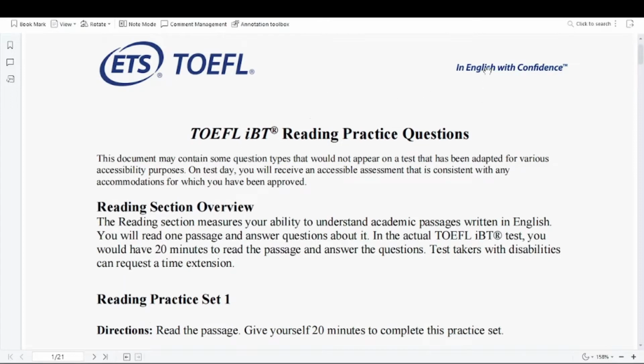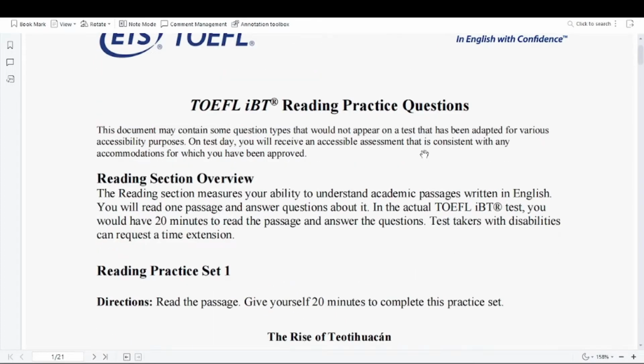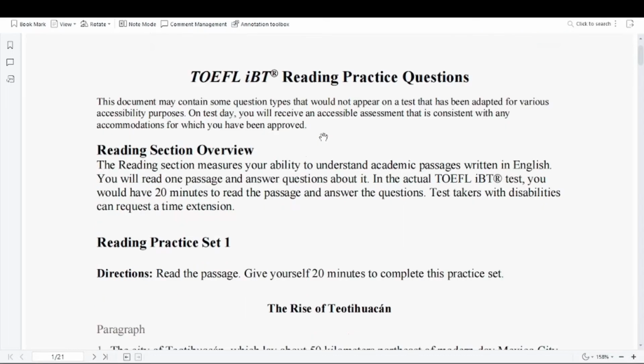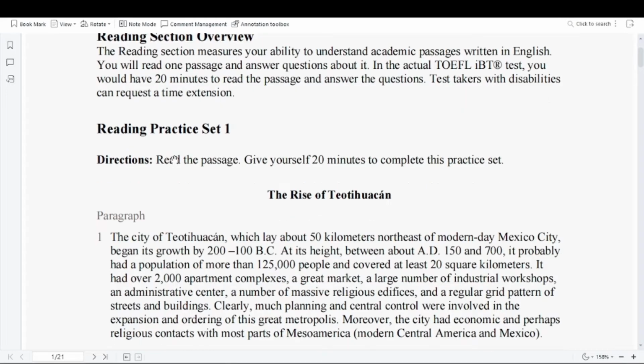This is the TOEFL in English with confidence, TOEFL iBT reading practice questions. This is for self-study. For example, in this sentence, we can see: read the passage. Give yourself 20 minutes to complete this practice test. Now, I will write the questions and the answers here.